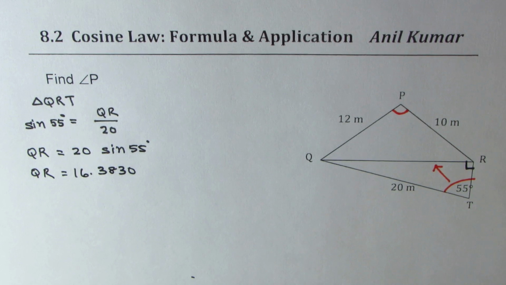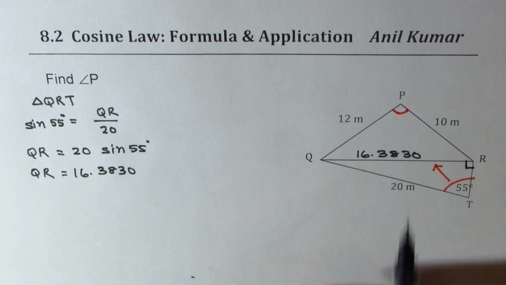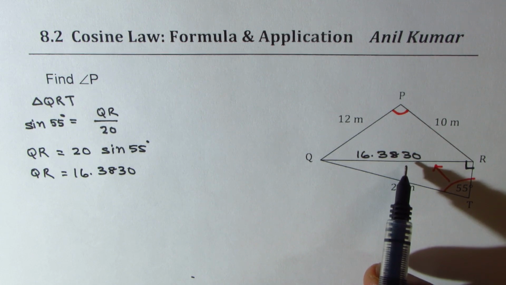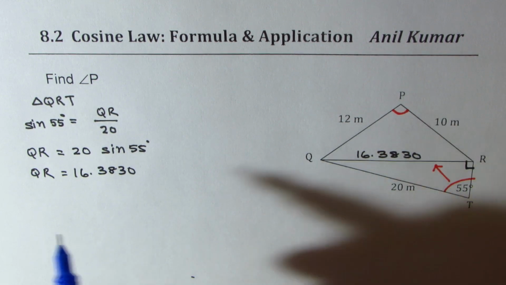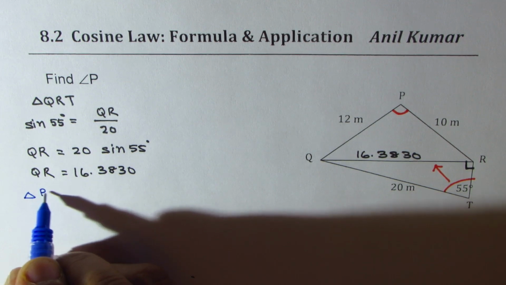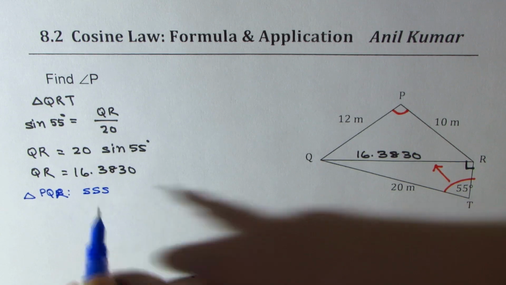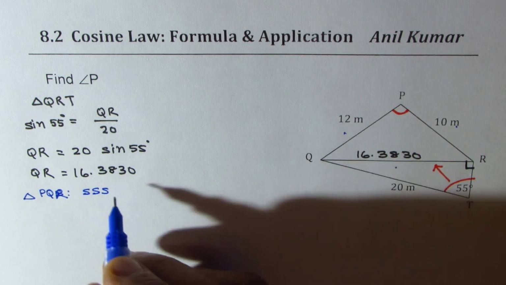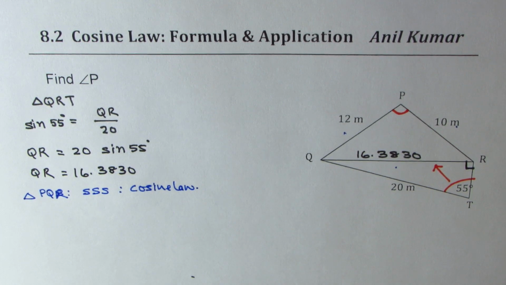Now we know this side is 16.3830. We'll round the answers later, but we'll use these 4 decimal places to calculate. Now in this particular triangle, we have the condition of SSS. If you see the triangle PQR, we have SSS. We know the 3 sides. To find the angle P, we should use cosine law.